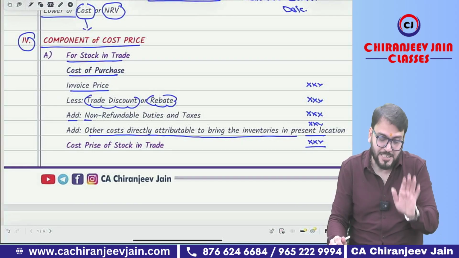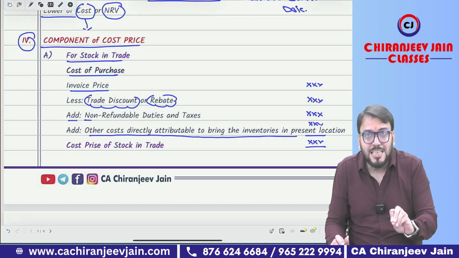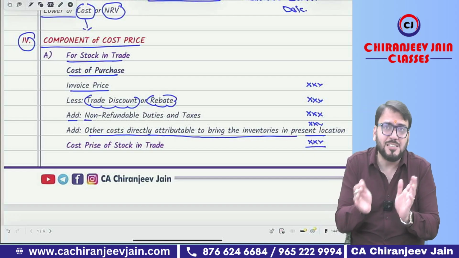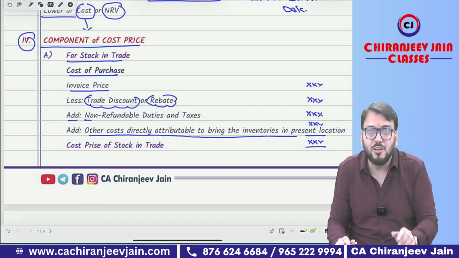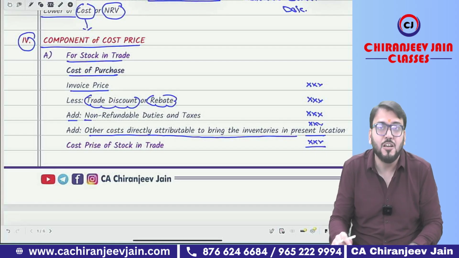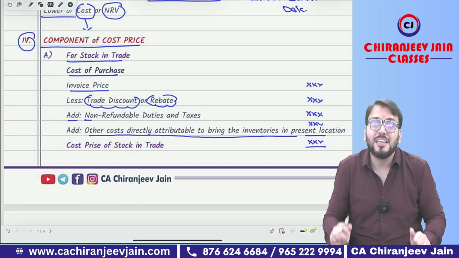Once again, let me explain. Invoice price you have understood, minus trade discount. Now what is the difference between trade discount and cash discount? One thing you have understood from this formula is that cash discount will not be deducted, only trade discount will be deducted. So what is the difference between trade discount and cash discount?